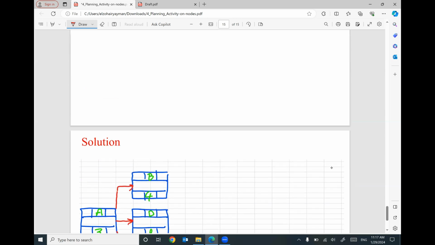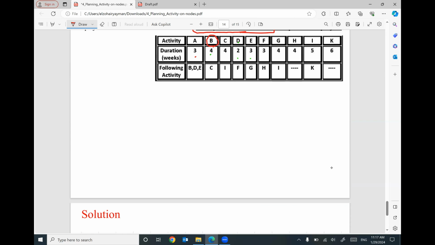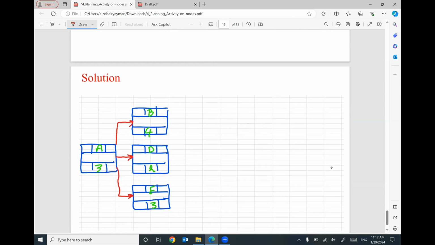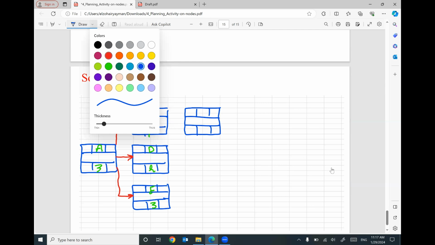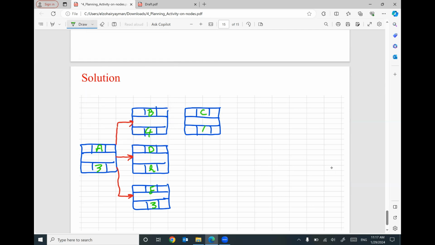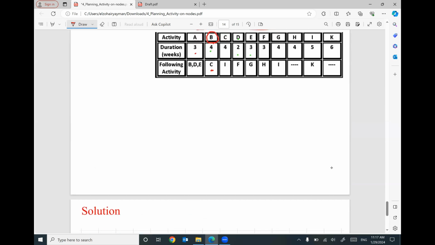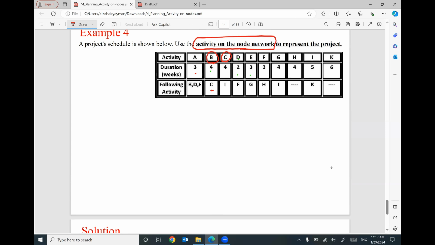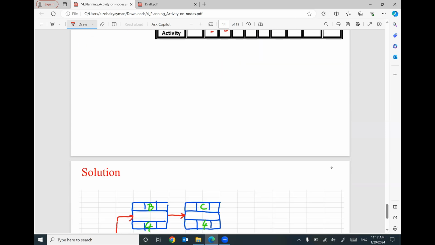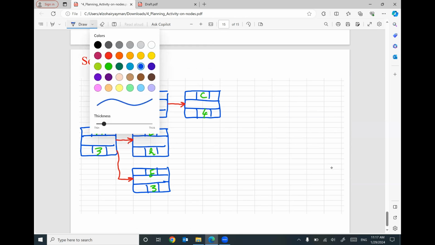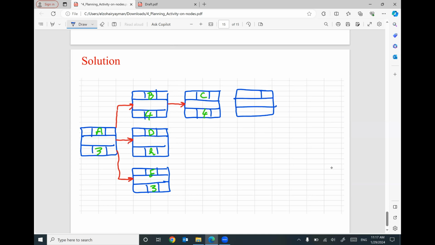So far, so good. The next activity is B. It has a following activity C. So after B, I can construct here C, activity C, with a duration equal 4. I have to finish B to start C. For activity C, we have a following I. So after C, I can put I with a duration equal 5. So after you finish C, I can start I.